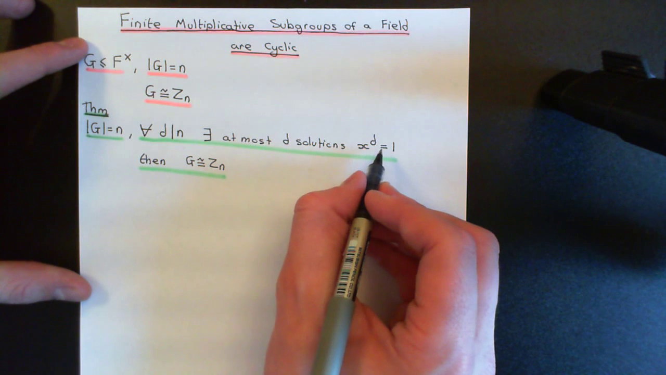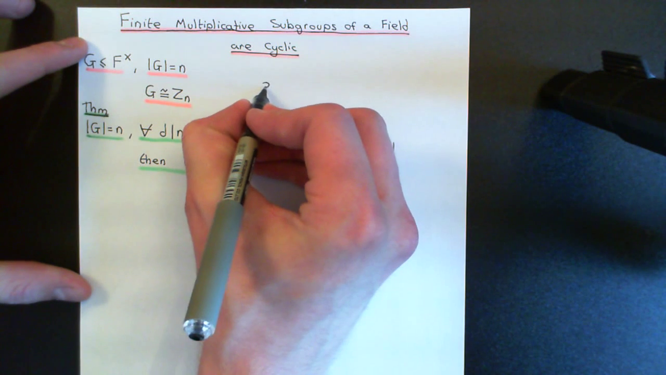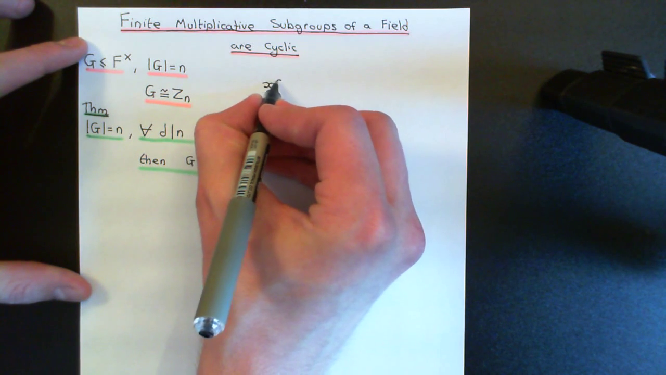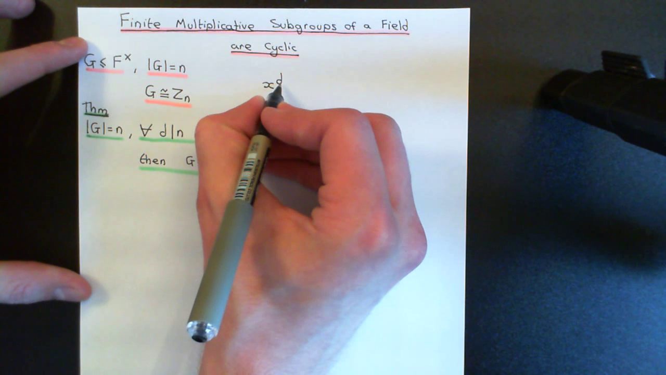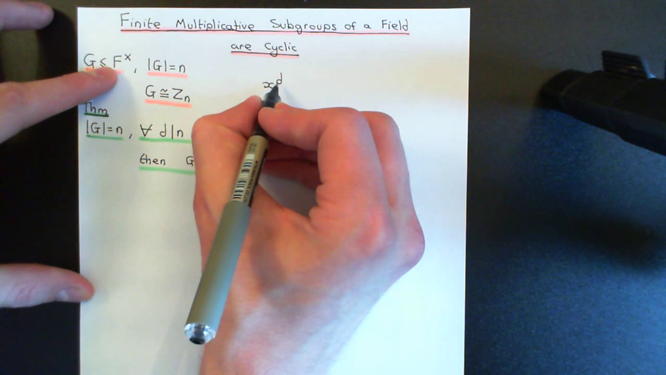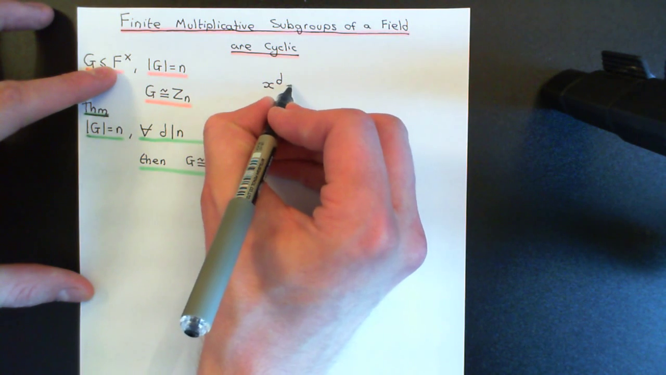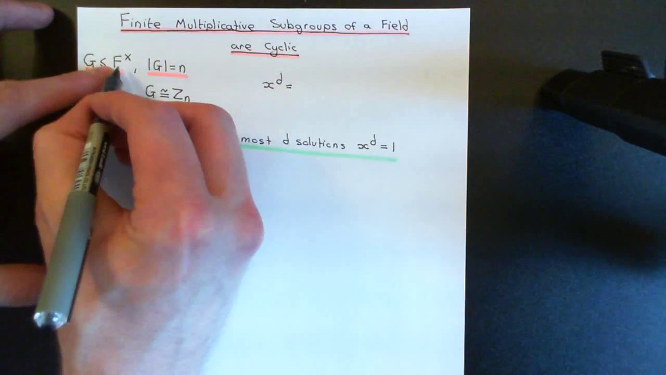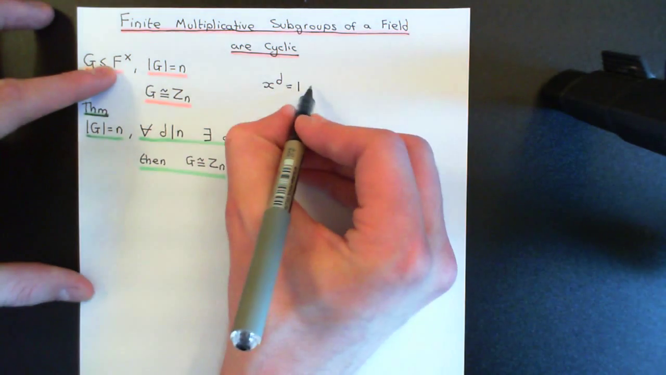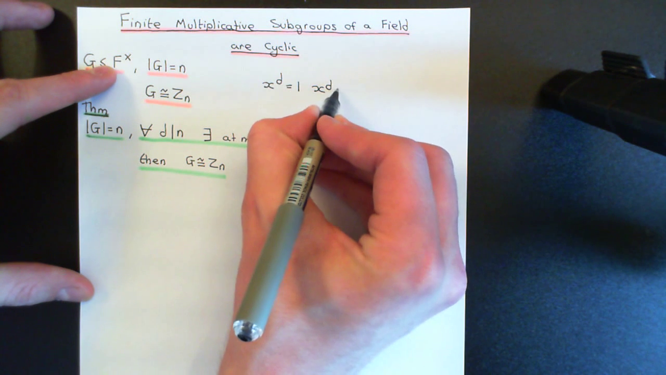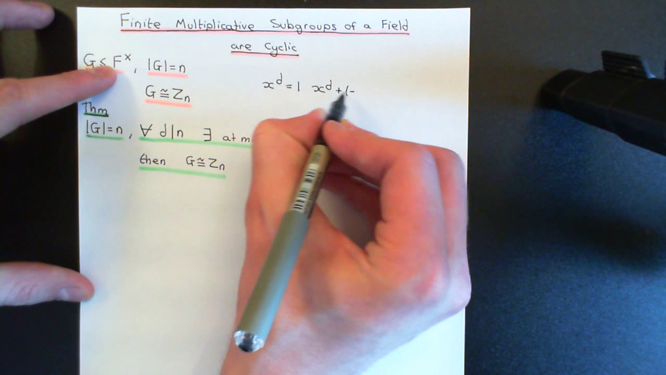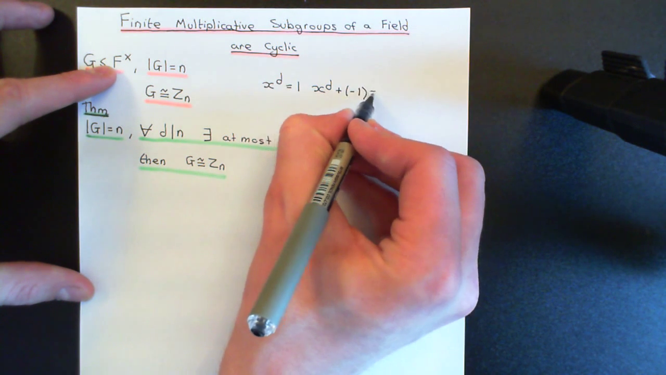Well, of course the answer is yes, because this equation, if we think about it in terms of field theory, this is x to the power of d. So take some element in the field, raise it to the power of d, multiply it by itself d times, and you're now going to get the identity element, which in this case is the multiplicative identity, 1. Those are the solutions to this polynomial, x to the power of d plus the additive inverse of 1 is equal to 0.